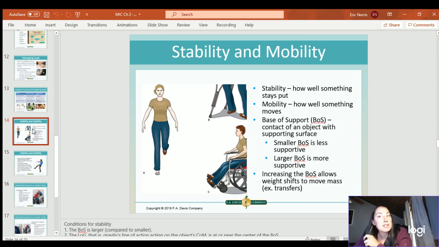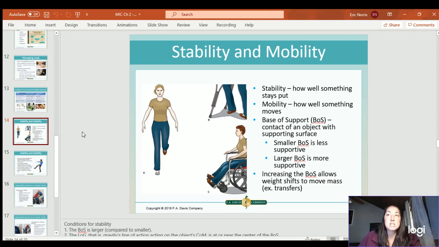Okay, so stability and mobility. Some of the terms for stability. Stability is how well something stays put. Mobility is how well something moves or can be moved. The base of support is the contact an object has with the supportive surface. So typically for us, it's our foot on the ground. It could be other things like the base of the wheelchair. If you have crutches, those are included in your base of support.